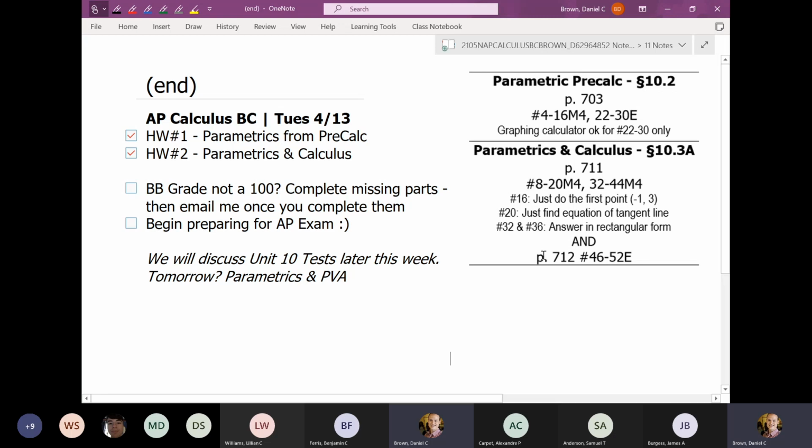The page 712, those are going to be some of the arc length problems with that formula I just showed you. I still know I haven't discussed the Unit 10 tests, and I promise we'll do that later this week when I have a full period back on that regular kind of schedule. Tomorrow we're going to look at parametrics and PVA, so that is going to be the most common way to think about these problems with velocity, acceleration, position, and all of that. But other than that, if you have no questions, you are free to go and get ready for 6th period. If you need to hang back and ask any questions, then please do so.